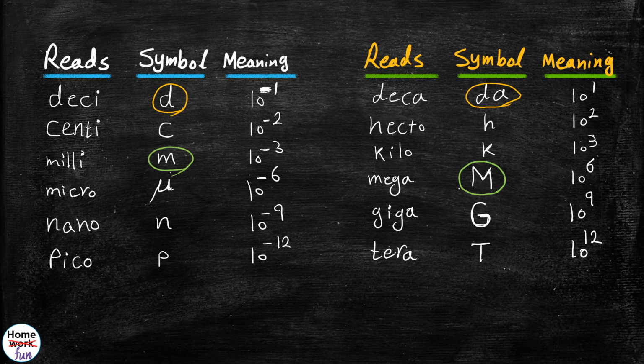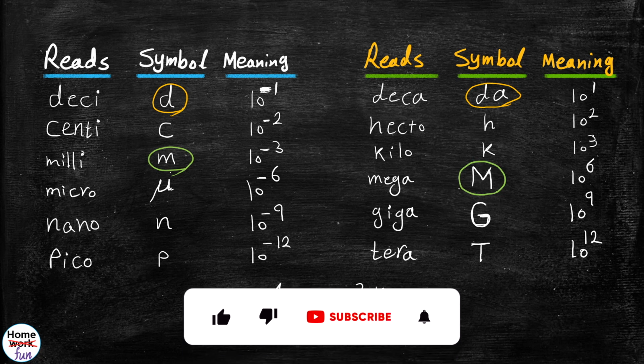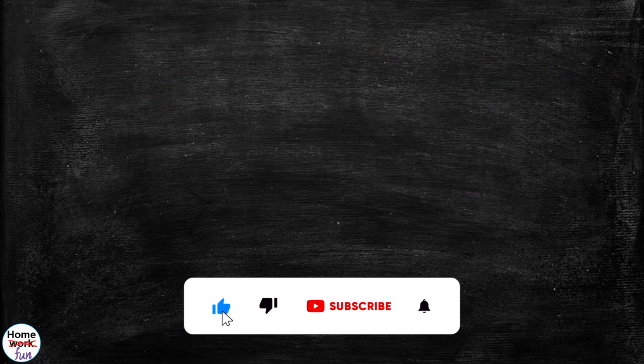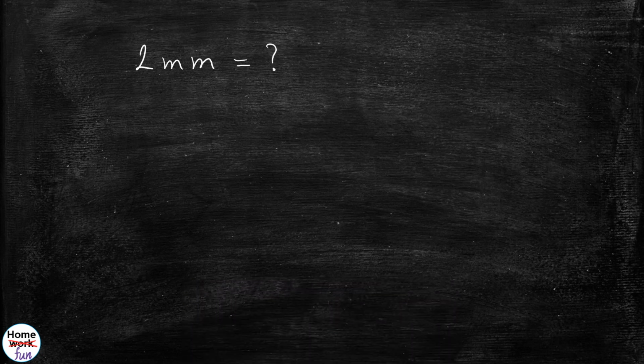What do I mean? How do I, for example, if I say 1 millimeter is equivalent to how much kilometers? Let's say I want to have that unit conversion. How do we do that? So let's see together. Let's say 2 millimeters equals to how many kilometers?